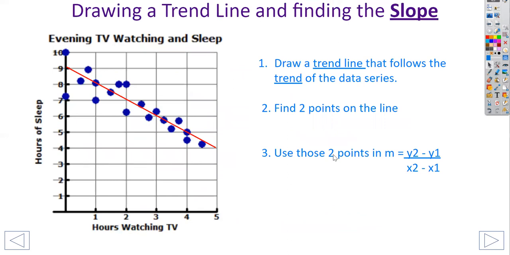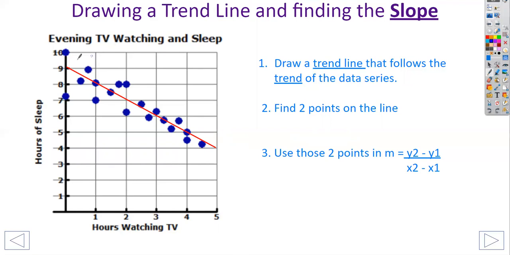Next, let's look at how we use a trend line to find slope. In some of our past lessons, it's been quite a while, we learned how to solve slope from a graph. We did this either using rise over run, or we could plug two coordinates into y2 minus y1 over x2 minus x1. I usually call this delta y over delta x when we solve. Now, step one is going to be to draw a trend line that follows the trend of the data series.